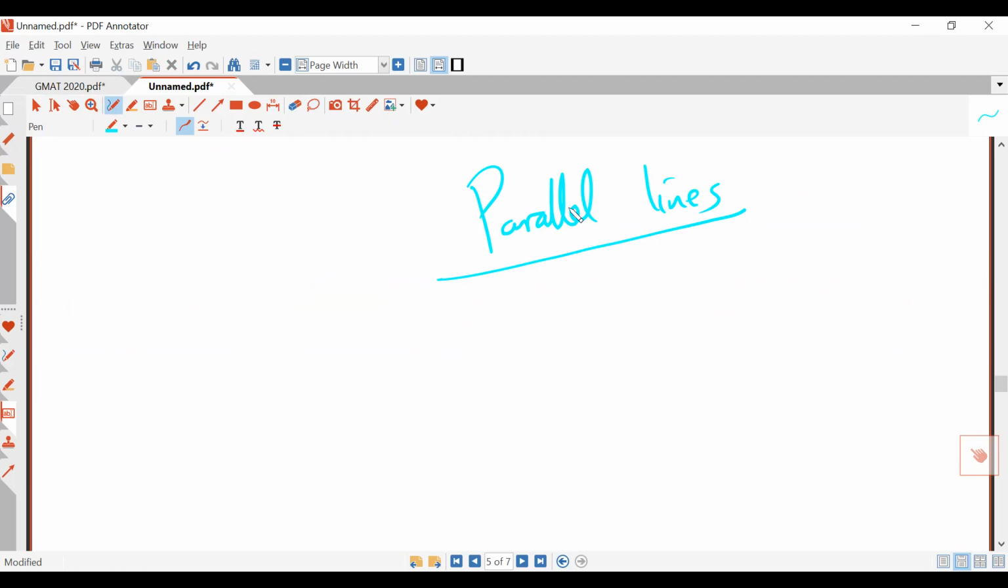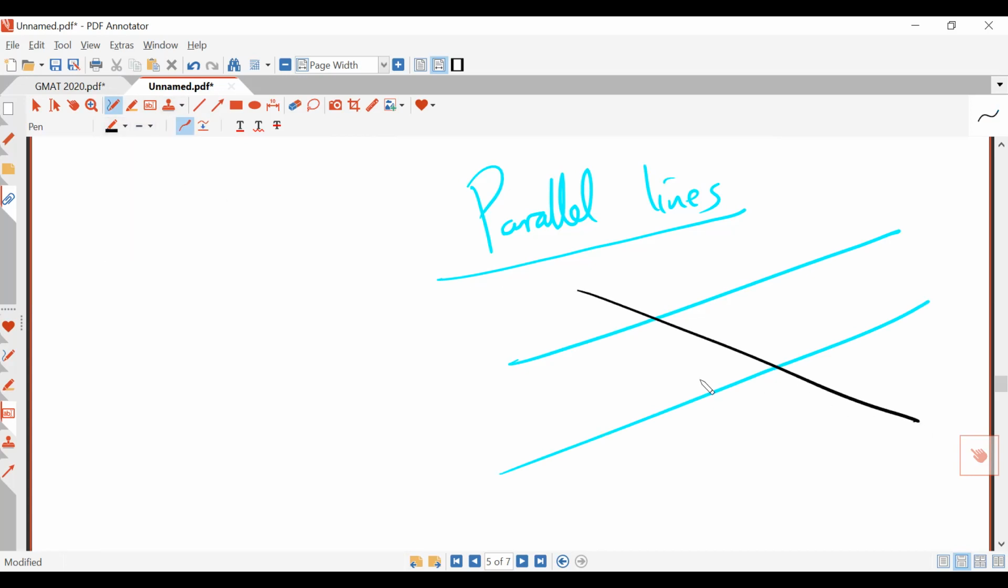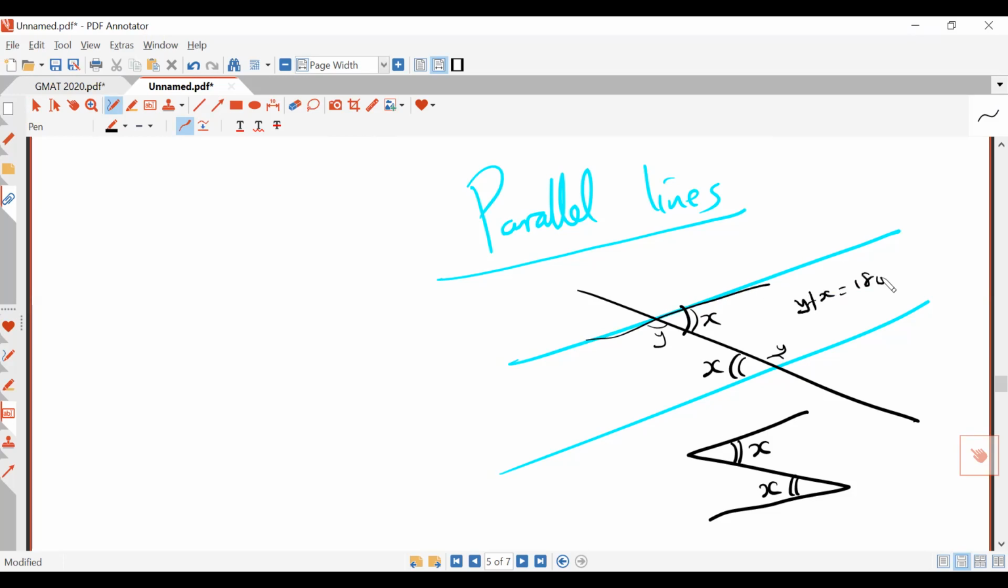The network is very poor. Lines that can never meet. Yes, lines that never meet. Very good. So these are parallel lines. Now, if I cross them, I'm going to come up with a letter Z. Whenever I come up with a letter Z, this angle here is always the same as this angle here. Likewise, this angle Y is the same as this angle Y because they're alternating. And since these angles X and Y lie on a straight line, Y plus X is the same as 180 degrees.